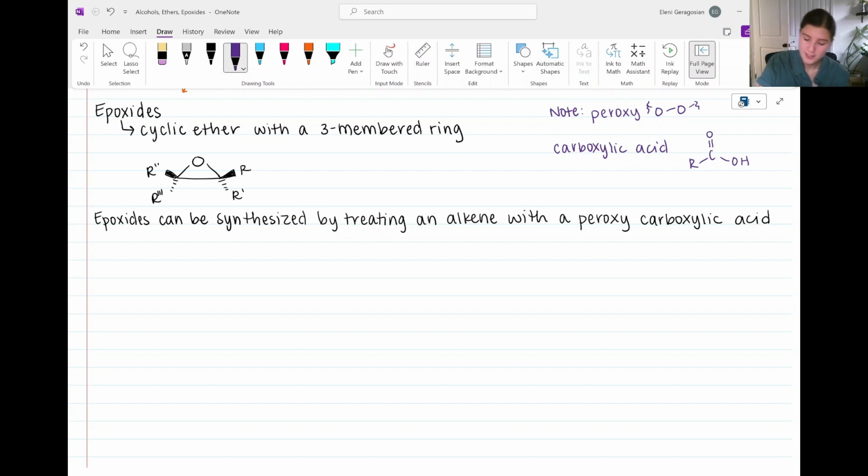A peroxycarboxylic acid is a carboxylic acid, so carbonyl, and that carbonyl carbon is bonded to an oxygen, which is bonded to another oxygen, so that's the peroxy part. And that terminal oxygen is bonded to a hydrogen.